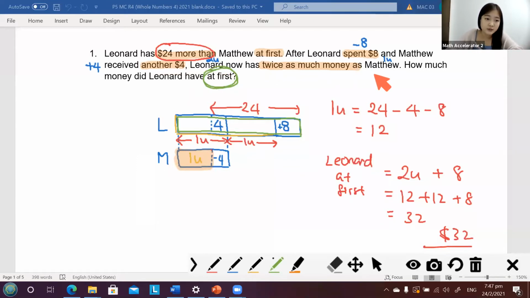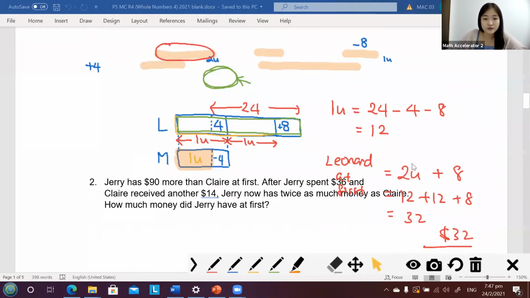And Leonard has not spent $8 at the start yet, which means he still had that $8. If they're asking for at the end, then yes, you don't need to include the 8. But they want at first, so please include the $8 here to get your final answer. Okay? Yazini? Yeah, okay. Question 2.